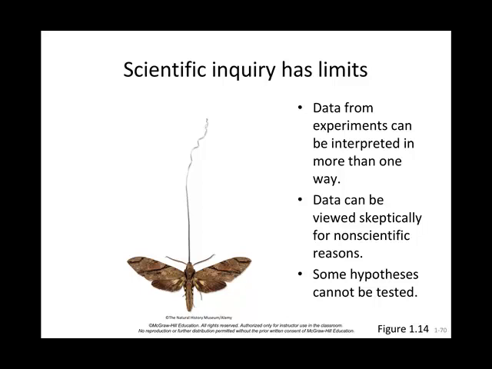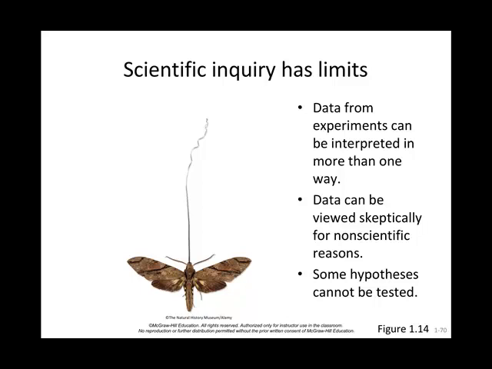Another limitation of scientific inquiry is that the data can be viewed skeptically for non-scientific reasons. For example, if we were making conclusions about the natural world while looking through a religious lens, we would come to different conclusions than what would be found using the scientific method. Lastly, some hypotheses just can't be tested. Hypotheses that are based on morality or opinions fall into this category.